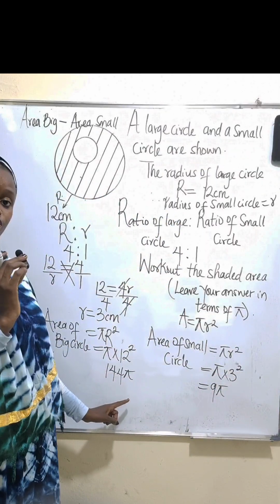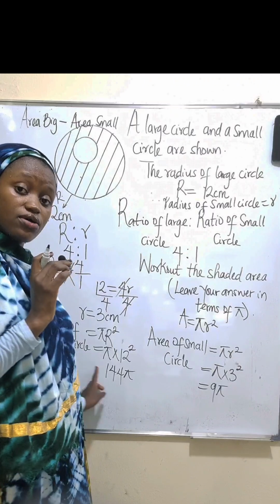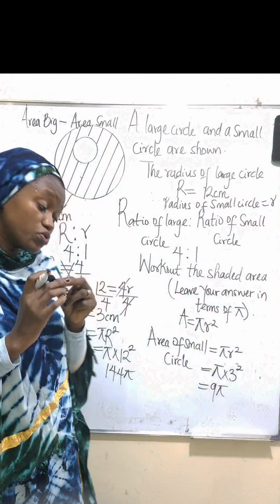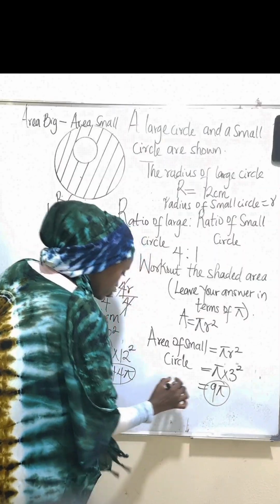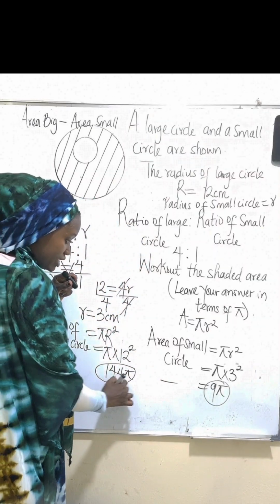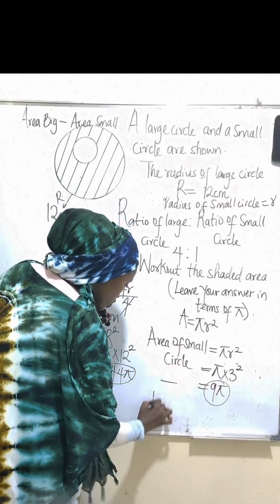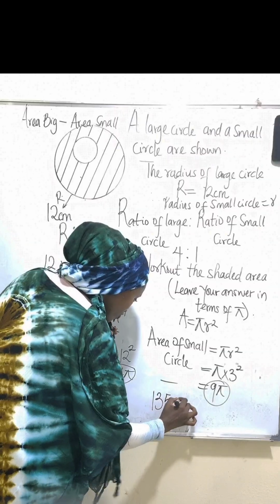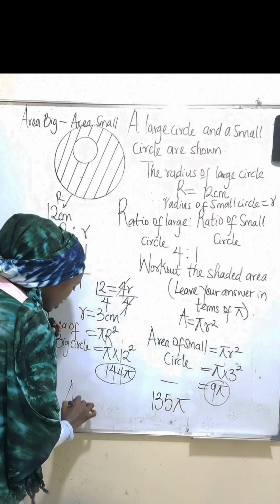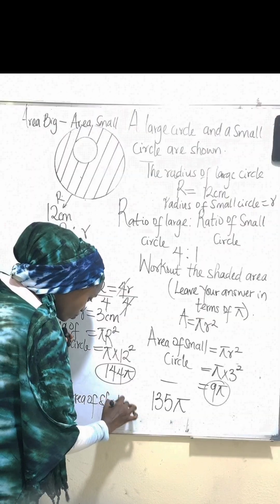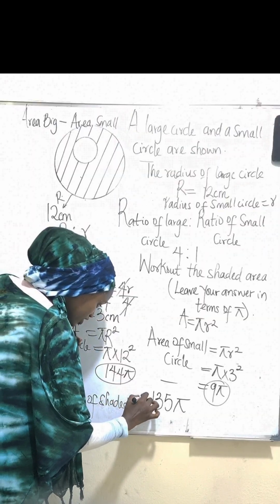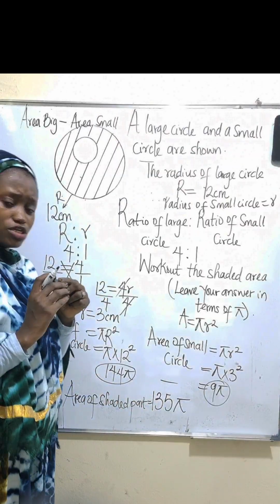So now we have the values for the area of the big circle and that of the small circle. So what do we do at this point? We subtract, right? So this becomes 144 pi minus 9 pi. This will give us 135 pi. This is the area of the shaded parts. 135 pi. Just so easy.